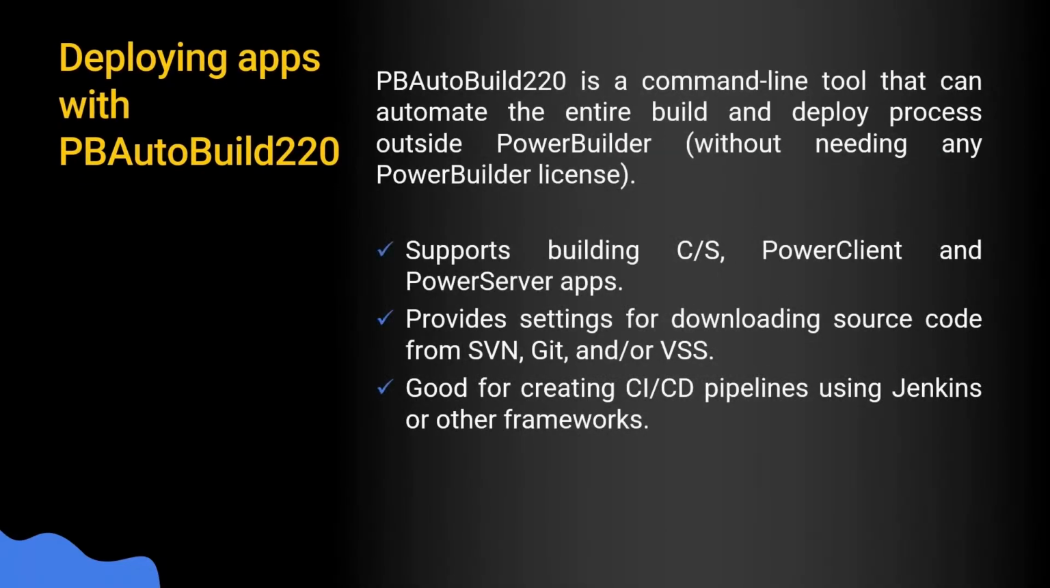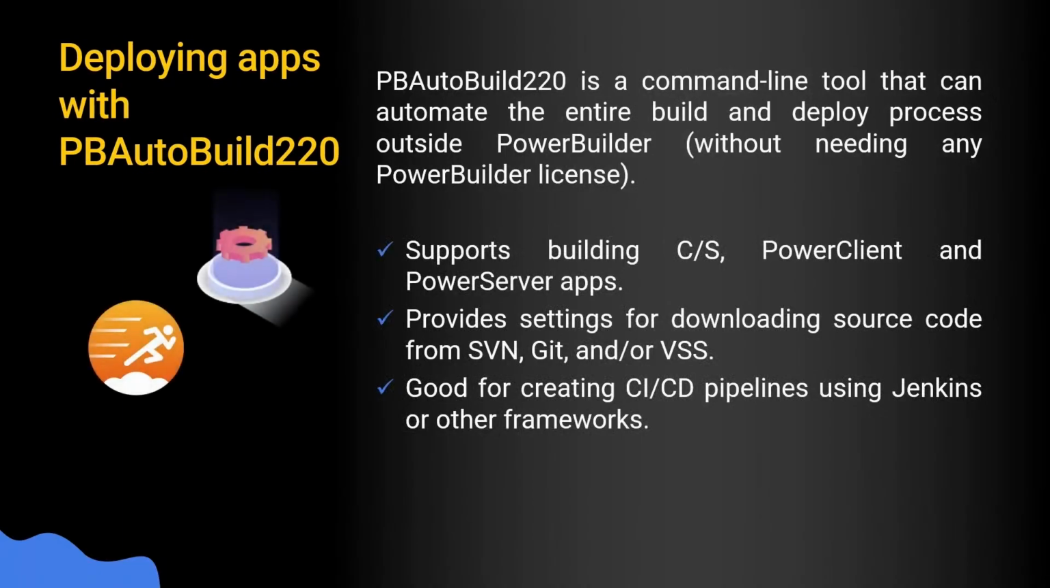PBAutoBuild is a command line tool created by Appium in PowerBuilder 2021 that can automate the entire build and deploy process outside PowerBuilder without needing any PowerBuilder license nor PowerBuilder IDE. It supports building all the PowerBuilder projects: client-server, PowerClient, and PowerServer. It's very good for DevOps, allowing us to create continuous integration and continuous delivery pipelines using Jenkins or other DevOps frameworks.